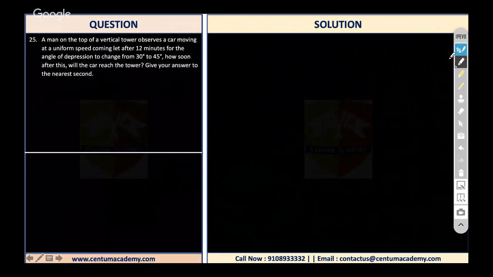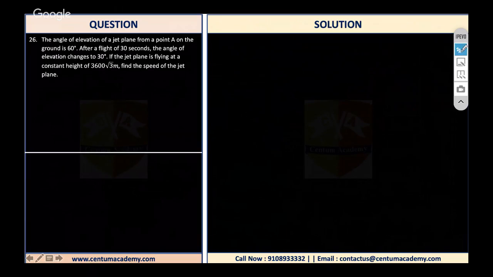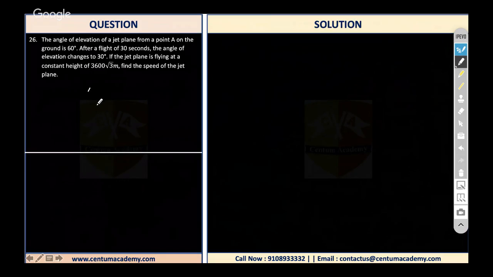Next is, let's see, what is the question? Next question is question number 26. The angle of elevation of a jet plane from a point A on the ground is 60 degrees. Okay, very good. After a flight of 30 seconds, the angle of elevation changes to 30 degrees.